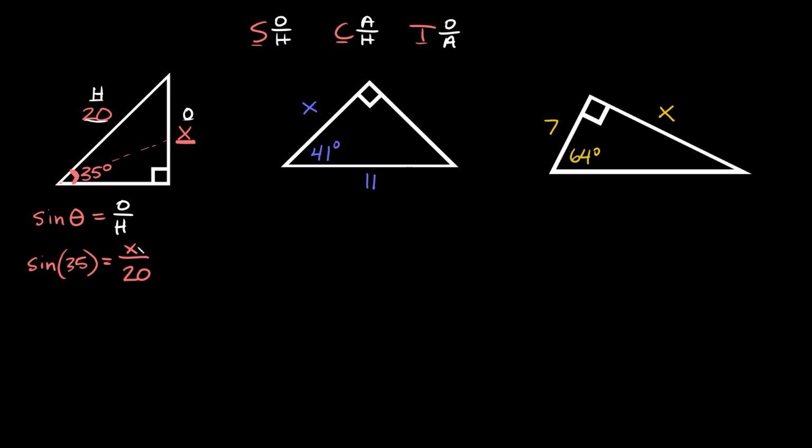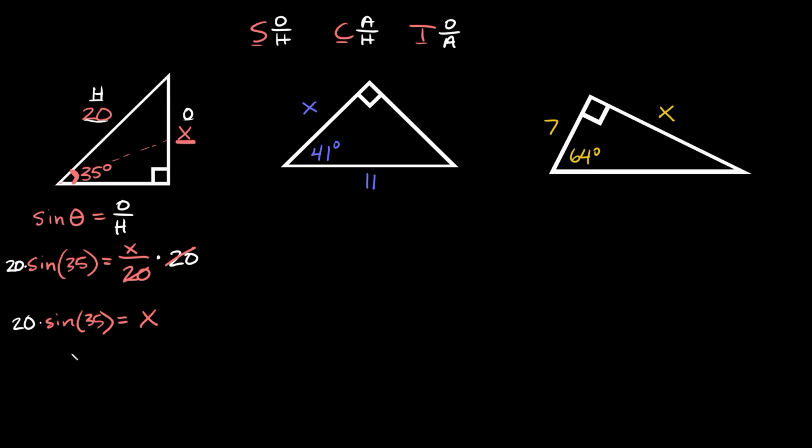Now here we're just trying to solve for x. We're just trying to isolate it. So we need to get rid of this 20 in the denominator. The way that we can do that is by multiplying both sides by 20. Then on this side, the 20s on the bottom and top cancel out, so we're just left with x. And that's going to be equal to 20 times sine of 35.